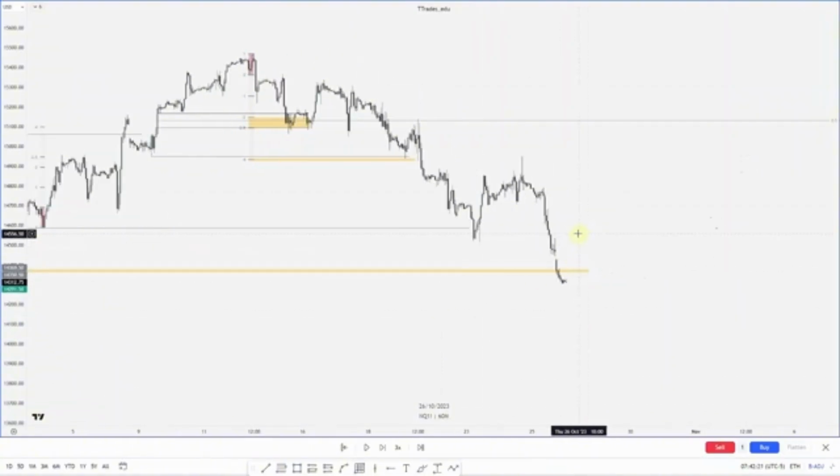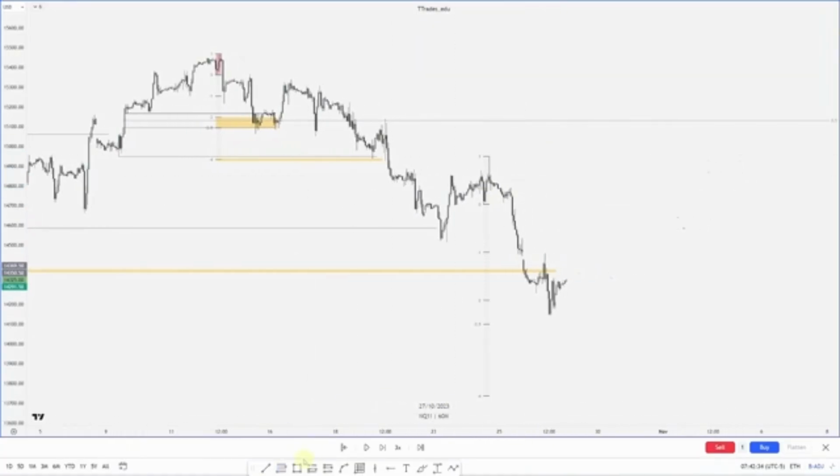And there we go. And if you notice, we have another manipulation leg here that we can project out. And you can see we hit into our 2 to 2.5 standard deviations there.